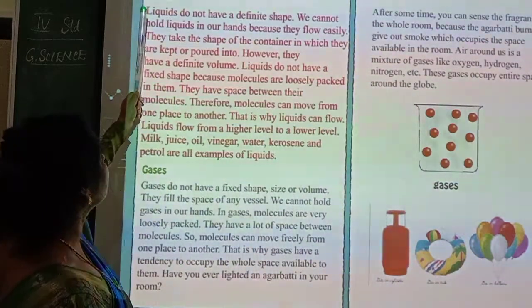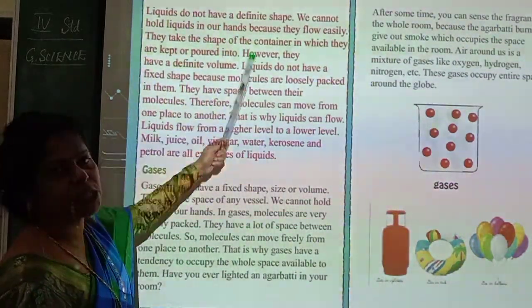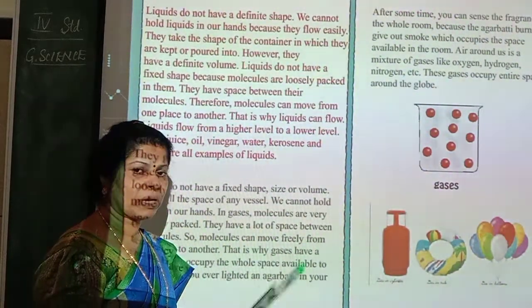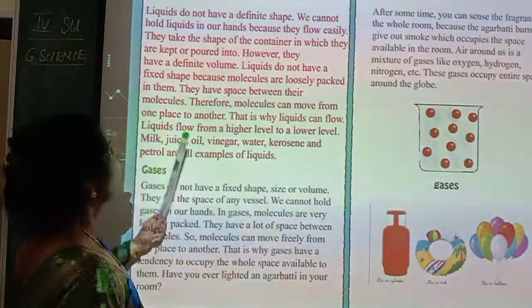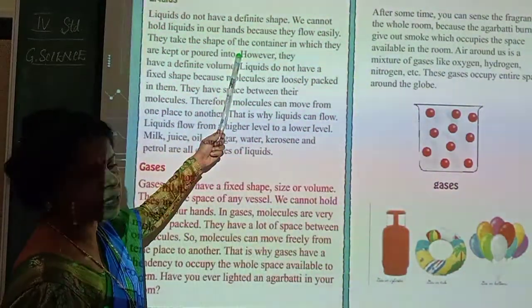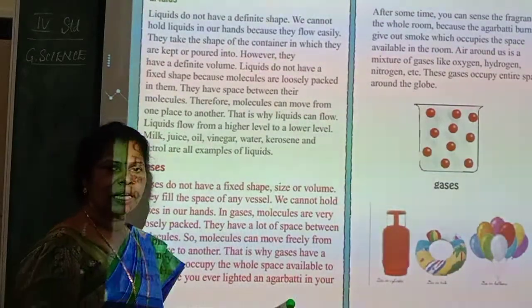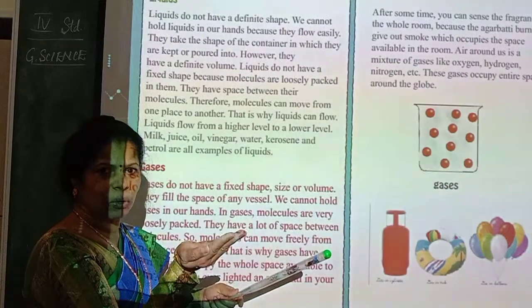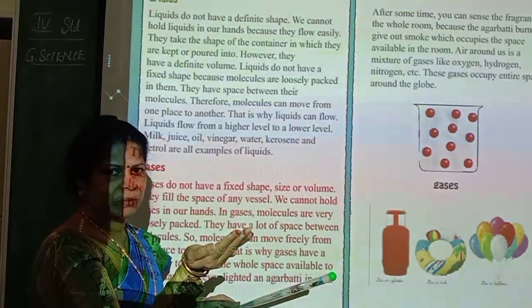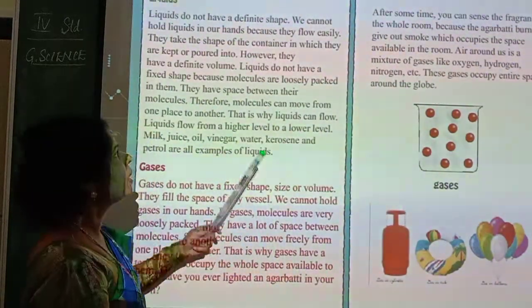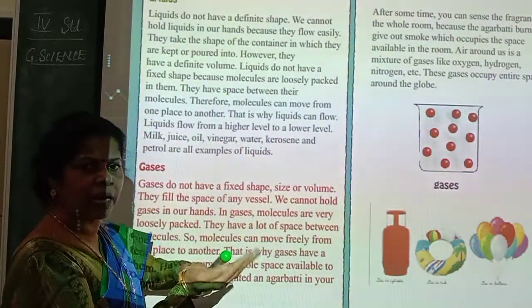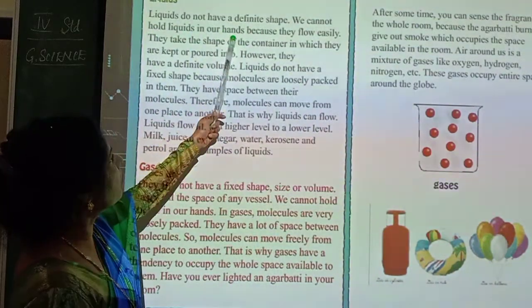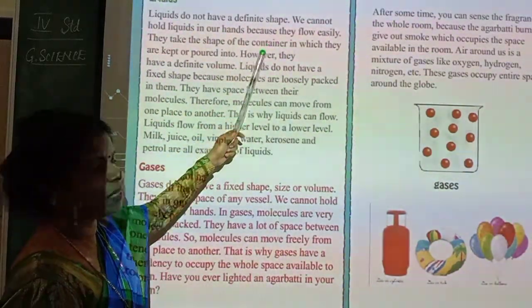Now let us see here, liquids. Liquids do not have a definite shape. Does water have a definite shape? No, isn't it? Water does not have a definite shape. We cannot hold liquids in our hands because they flow easily. Can you hold water for a long time? A little you can hold. Wherever there is a hollow region, you can just hold it, isn't it? But throughout you cannot hold that water. See, it will flow. Water, as you put it in the hand, what happens? It will start flowing. So, we cannot hold liquids in our hands because they flow easily.